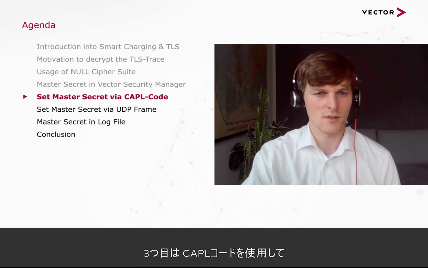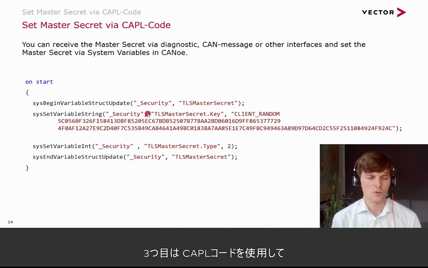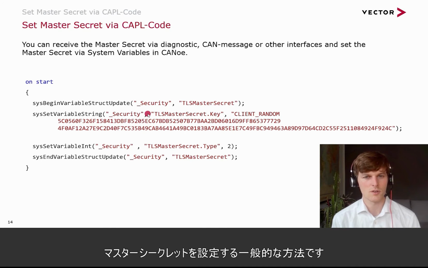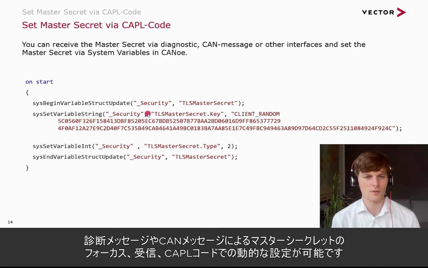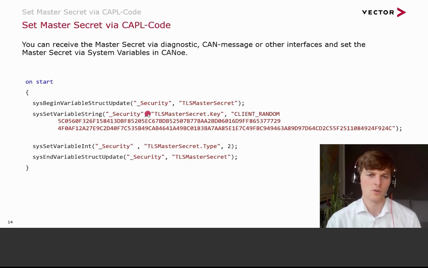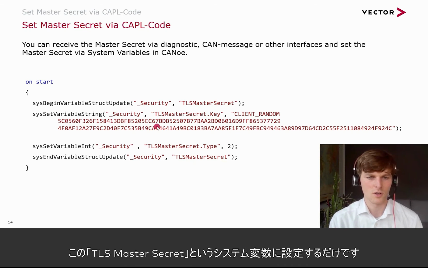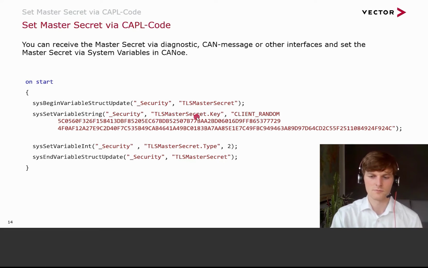Next solution is you can set a master secret via CAPL code. You have a very generic way to set the master secret. So you can, for example, receive the master secret via diagnostic or CAN message and set the master secret dynamically in your CAPL code. So you just have to set the master secret to this system variable TLS master secret.